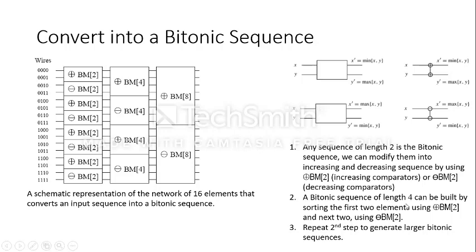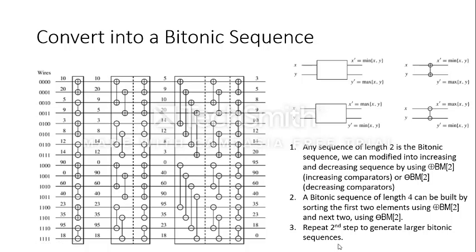Now, when we get this four-length sequence, we have to repeat the same step to generate a larger Bitonic sequence. It can be understood more easily with the help of this example. We have a random input in which the value 10 is there, then 20 is greater than 10, then 5 is less than 20, then 9 is greater than 5, then again 3 is lesser than 9.